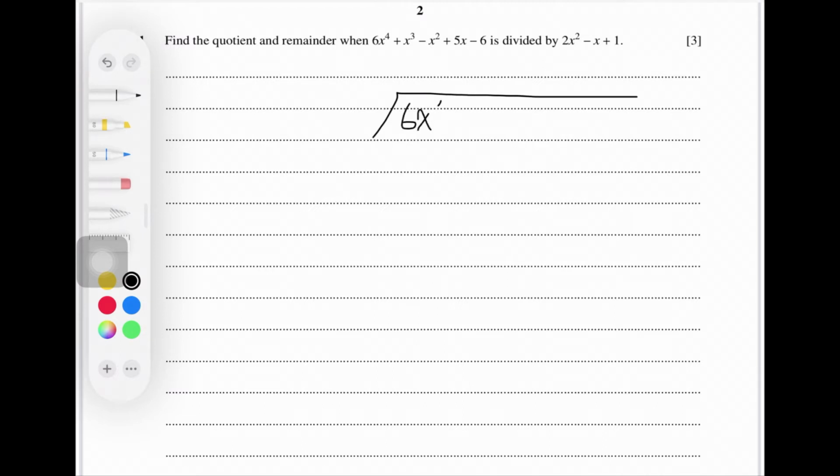6x to the power of 4 plus x cubed minus x squared plus 5x minus 6 divided by 2x squared minus x plus 1. So in order to eliminate 6x to the power of 4, first we multiply 2x squared by 3x squared.